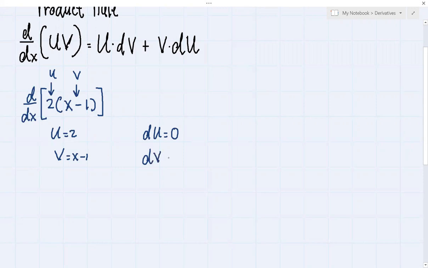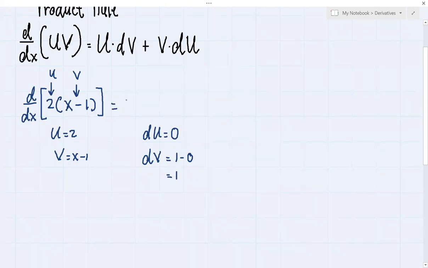Next, kunin natin ang derivative ng v. Let's get the derivative of x minus 1. So, we will have 1 minus 0. Ang derivative kasi ng x ay si 1. Ang derivative ng negative 1 ay 0. So, hence, we have 1 as your dv.